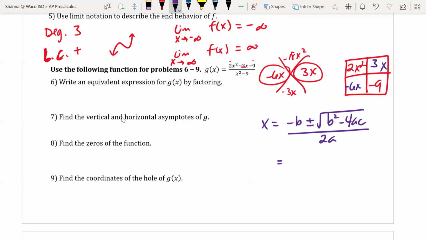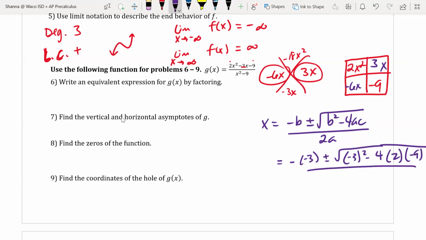So if we were to do it this way, we have negative 3 plus or minus the square root of negative 3 squared minus 4 times 2 times negative 9, all over 2 times 2. If you're not good at factoring, the quadratic formula is your friend. If you are good at factoring, then you don't need the quadratic formula. In this case, now all you're doing is GCF. Remember, once you're in the box, it's just GCF.